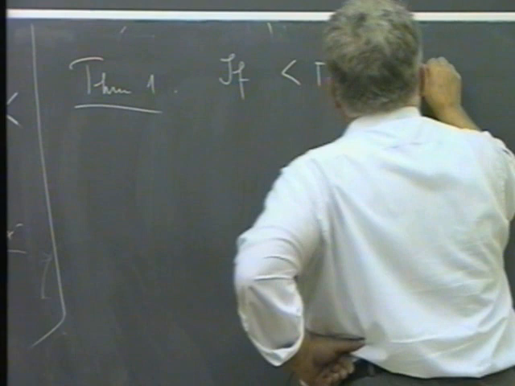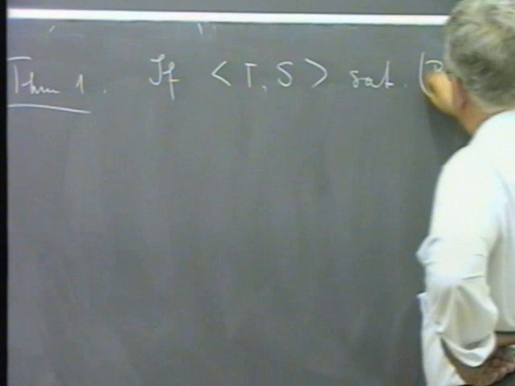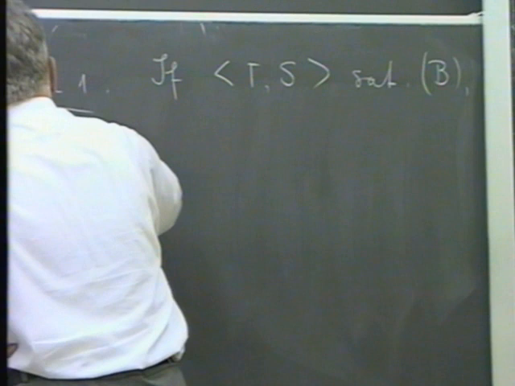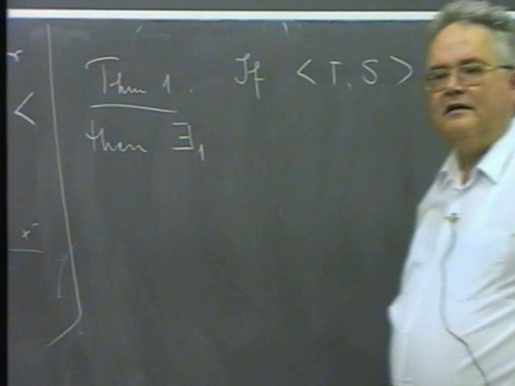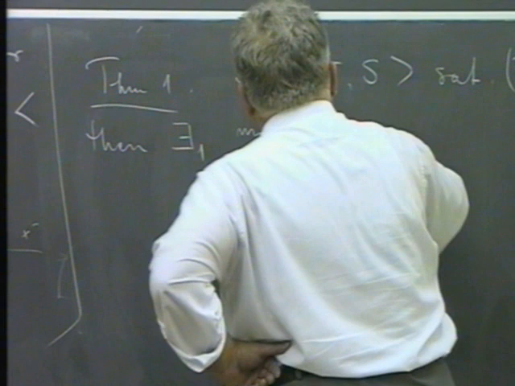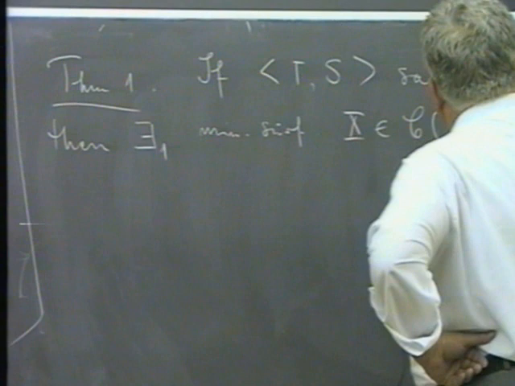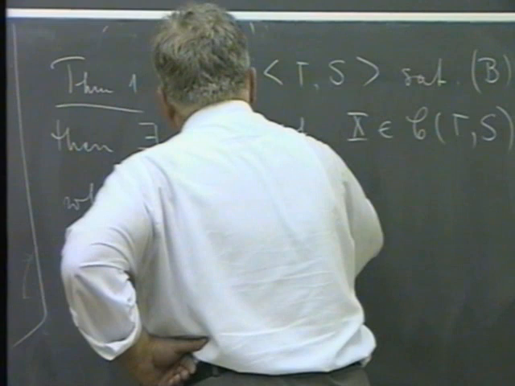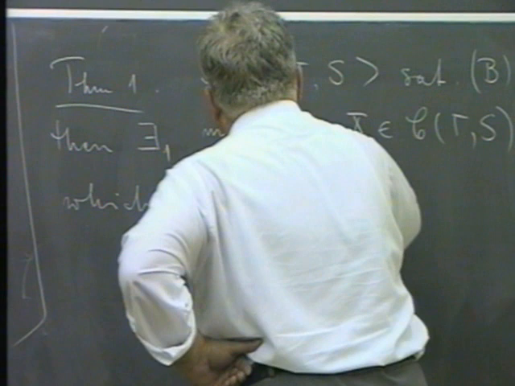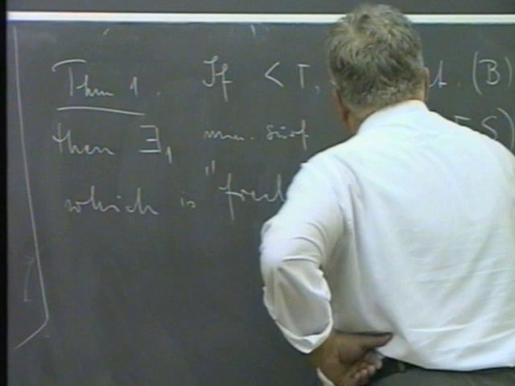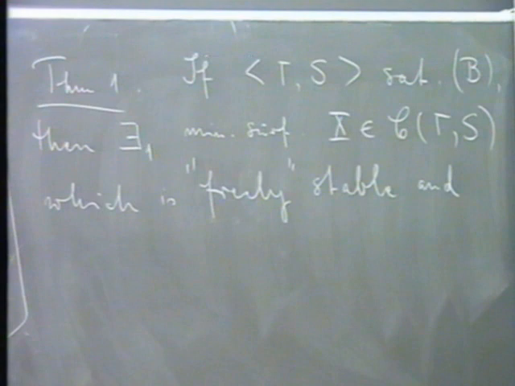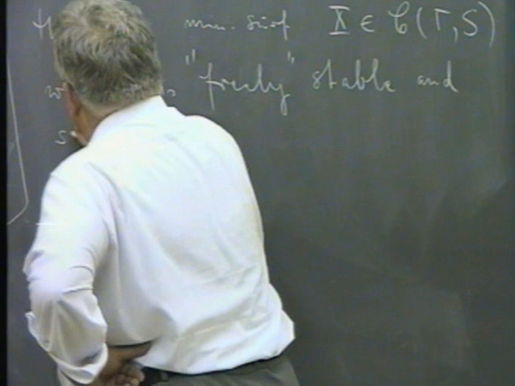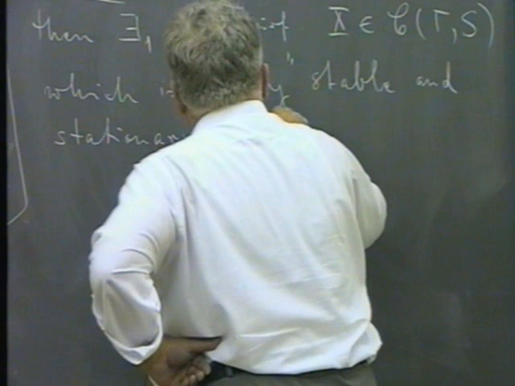Assumption B, together with the other assumptions I have written down, then there exists exactly one minimal surface bounded by gamma and S, and which is stable, which is freely stable and stationary in the configuration gamma S.